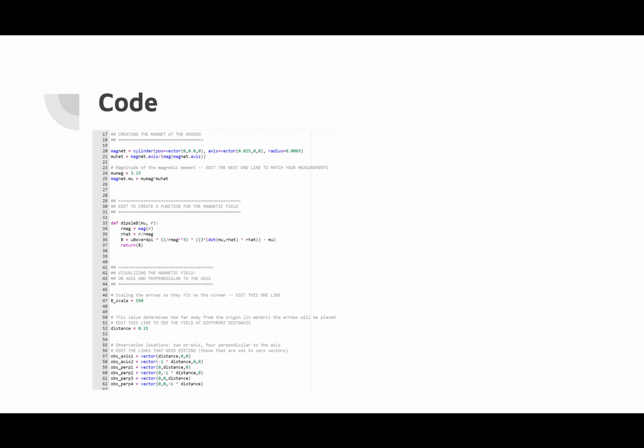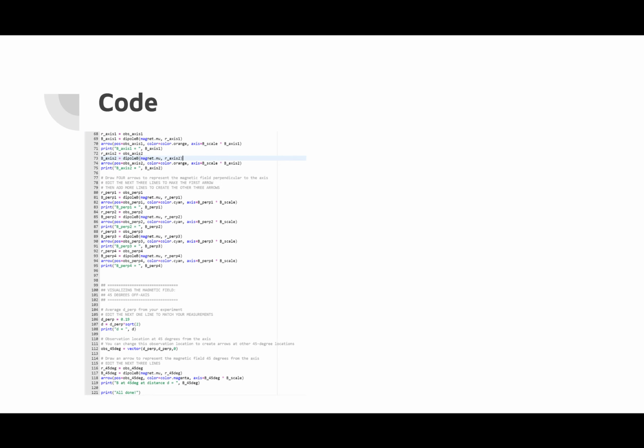As for coding, we can see right here, this is where the magnet is created. This is where we calculated for mu and plugged it in. This is our function for dipole and calculating the B value. This is our scale and distance for visual effects, and these are all our observation points. This is where our objects are actually created. For that on-axis, these are the perpendicular objects. This is for the 45-degree angle B field.